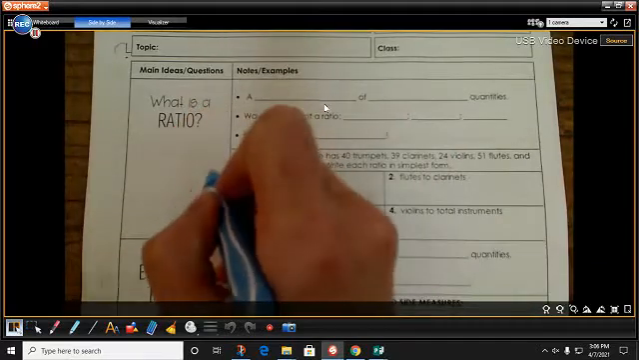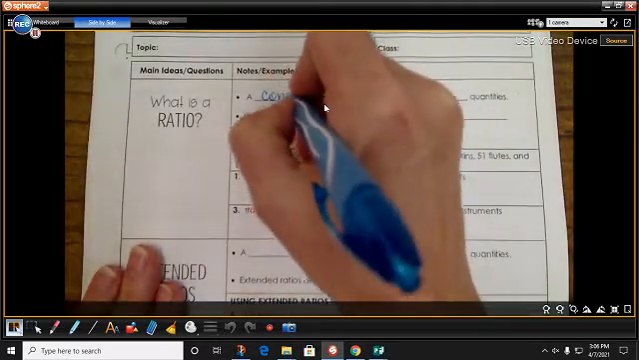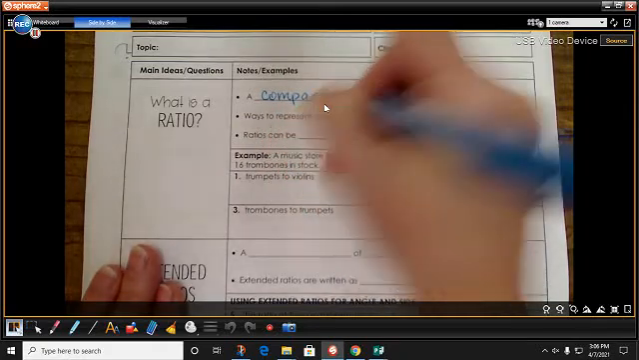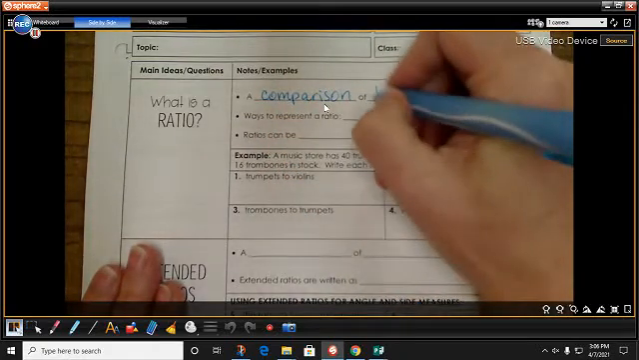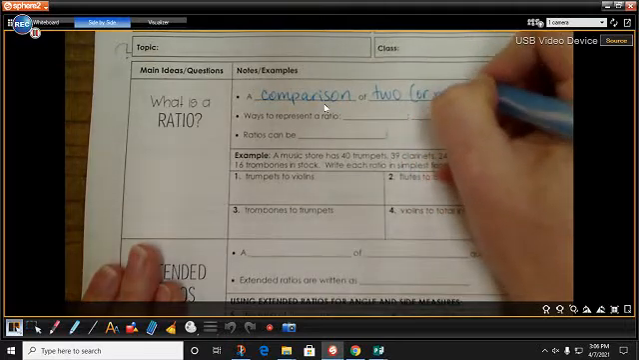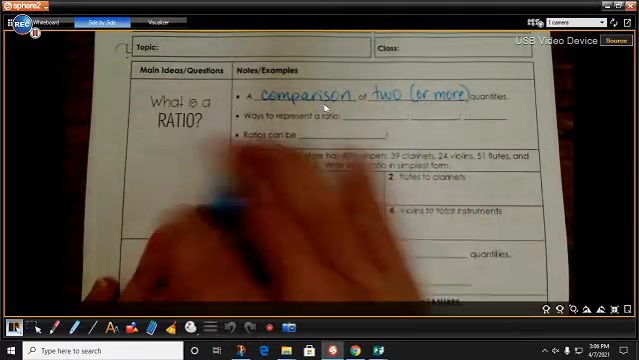And so to start off with, we're asking ourselves, what is a ratio? And this should be something you've already seen before in your math classes. A ratio is just a comparison of two or more quantities. And so it just explains how things are related to each other. And usually we do two at a time, but sometimes we can do more.